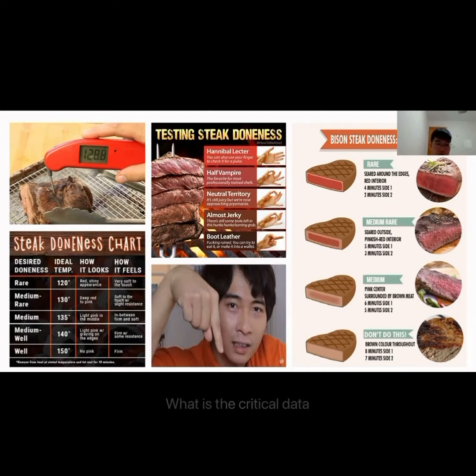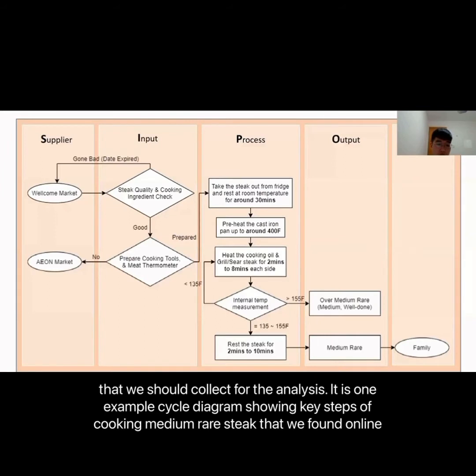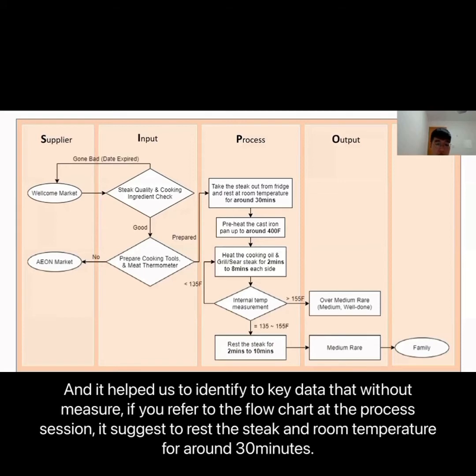So first, what is the critical data that we should collect for the analysis? Here is one example SIPOC diagram showing key steps of cooking medium rare steak that we found online, and it helped us identify the key data that we shall measure.